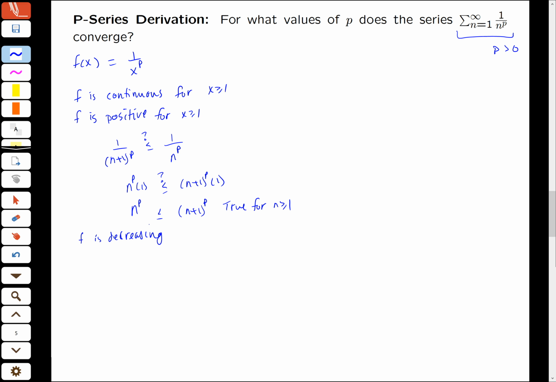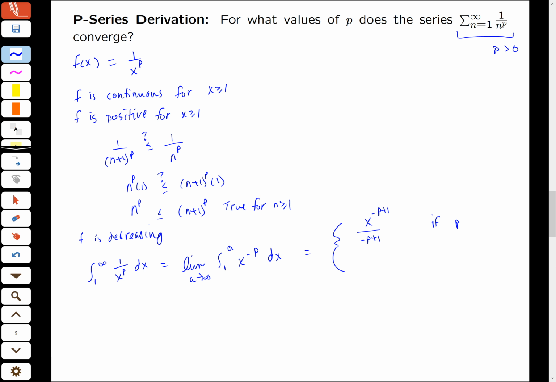So let's look at the integral. The integral from 1 to infinity, 1 over x to the p dx. Take the limit. I'm going to write this as x to the minus p. And now I have two options. If p is not equal to 1, if it's bigger than 1, then you just add 1 to it and divide by your new power. So that becomes x to the minus p plus 1 over minus p plus 1, if p is greater than 1.